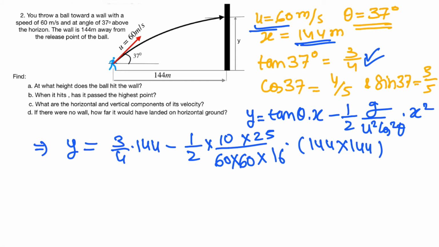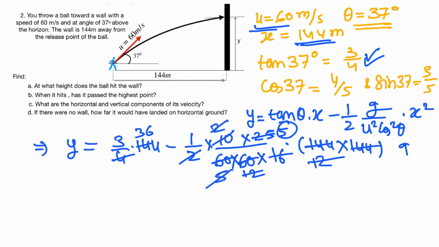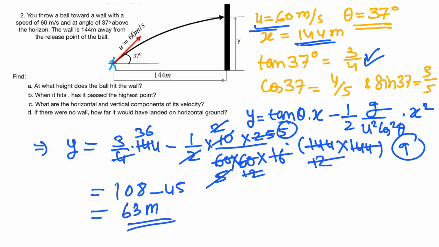Now we can simplify it. Here 4 into 36, 36 times, and here if we deduct 16, 9 times 16 is 144. Again here 5 times, this is 12 times, and if 144 is 12 times, and this is 5 times, this is 2 times and this is 1 time. It will remain 5 and here 9. So this will be equal to 108 minus 45, which is equal to 63. So the answer to part A is 63 meters from the ground.